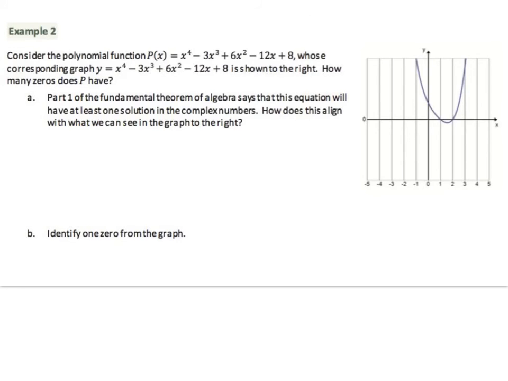So let's try another one. Consider the polynomial function given, whose corresponding graph is given. How many zeros does p have? Okay, since we have 2 x-intercepts, there appear to be 2 zeros.